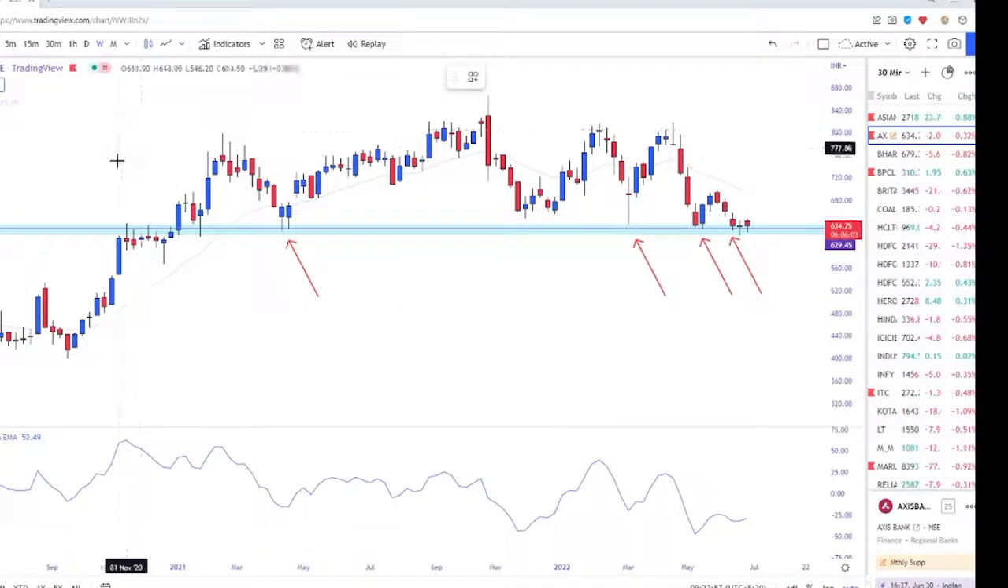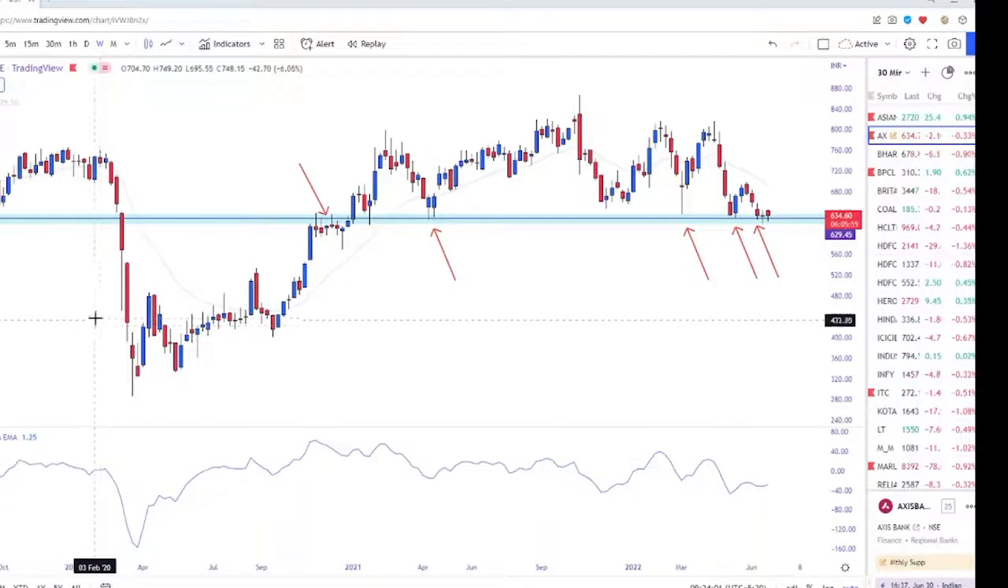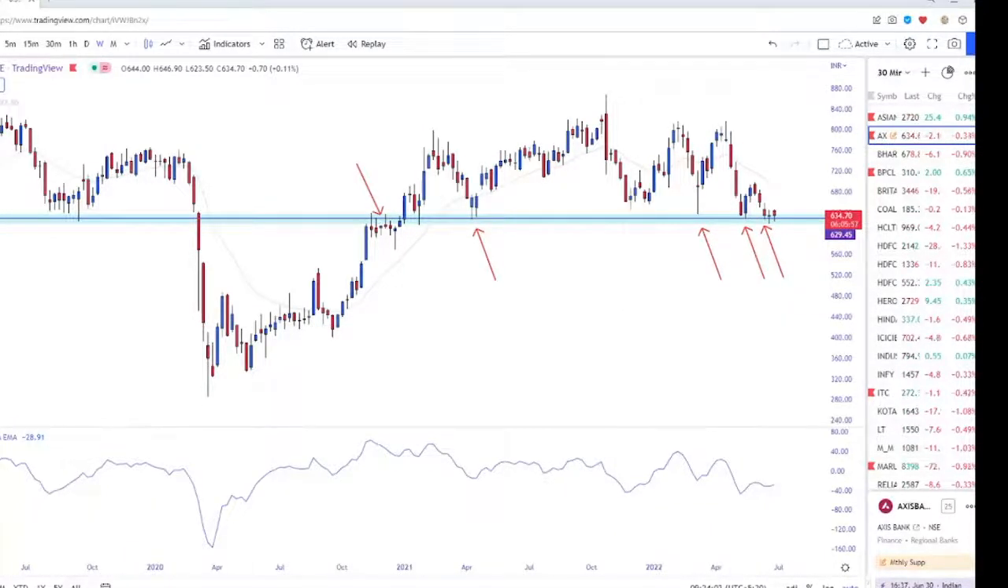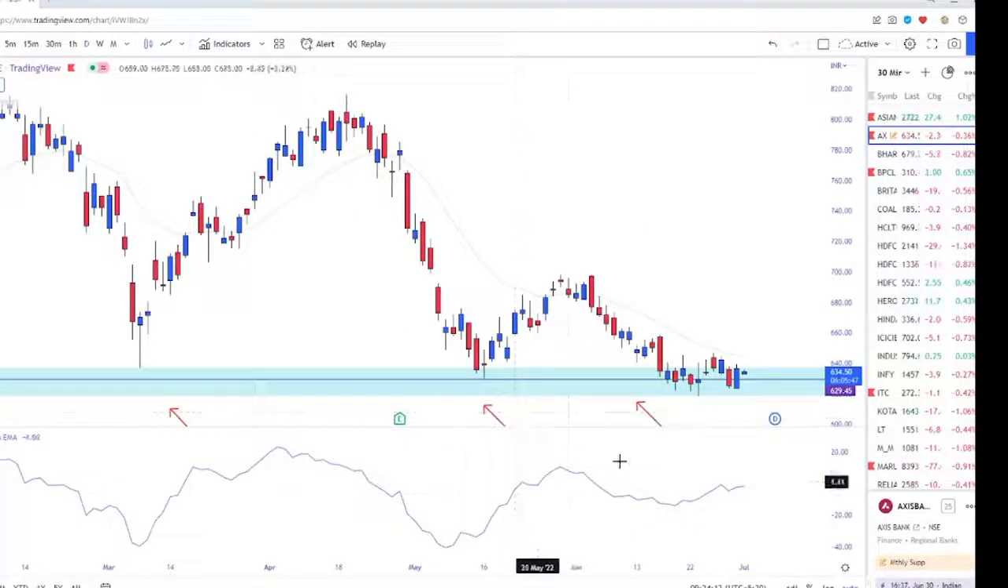And you can also see that it has acted as resistance earlier and then support later. If you go back a few weeks earlier as well, it has acted as support. So this zone has acted as both support and resistance. That's why it is a zone of interest where both buyers and sellers will be interested.